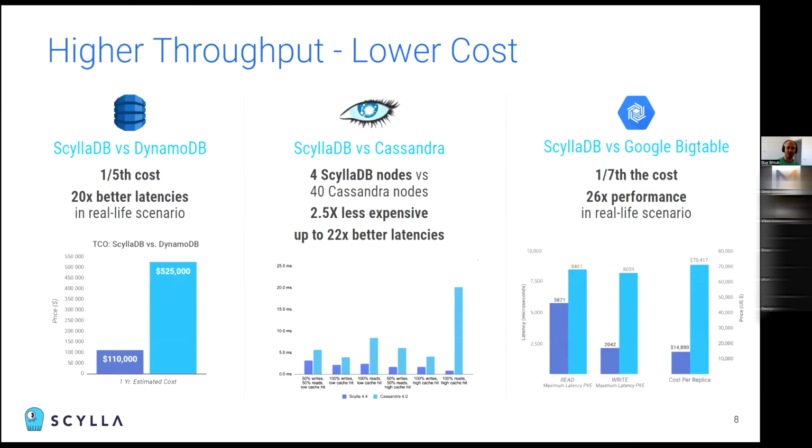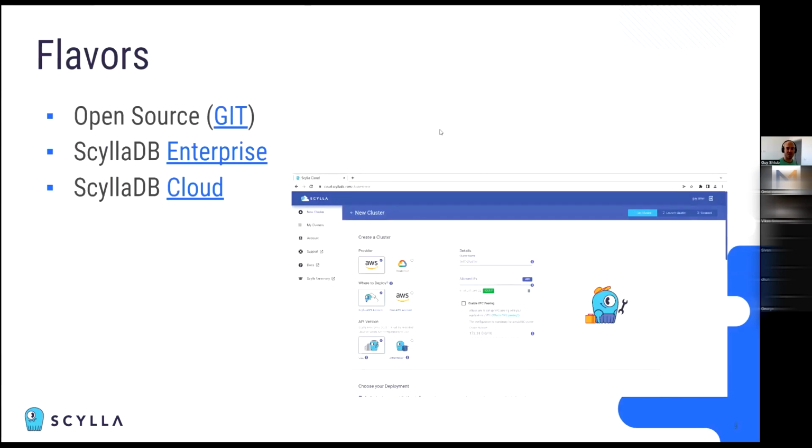I don't really want to go into these comparisons. You can find them on our website, but let's just look at one. A customer that migrated from Cassandra to ScyllaDB, changed from 40 Cassandra nodes to 4 ScyllaDB nodes, and got results that were 2.5 times less expensive with up to 22 times better latencies. You can see more benchmarks and comparisons to other databases on our website. So I don't want to get into that.